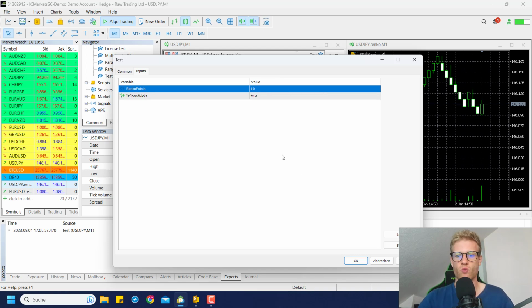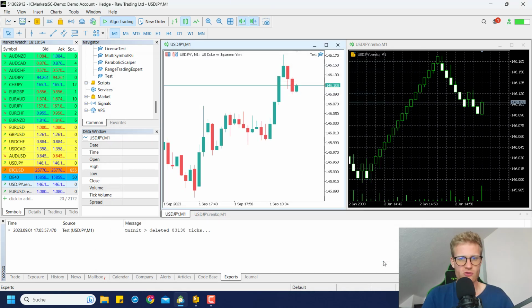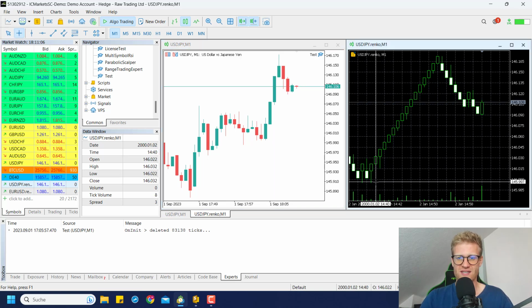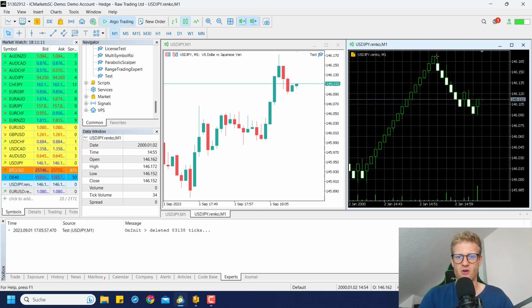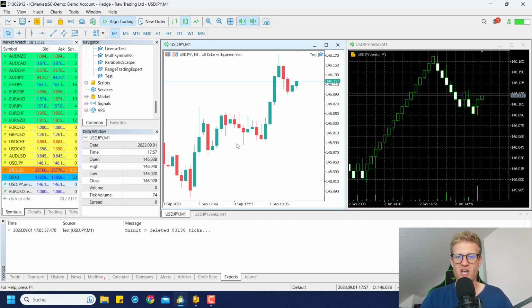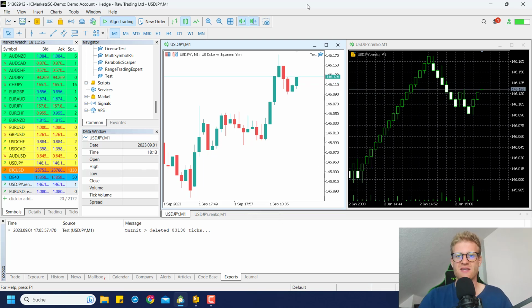If I change this input to 100, for example, the Renko chart will look completely different. And for example here, if we have a really strong movement in one direction, like 170 points roughly, we can also see this here. We have the 170 points here, but it looks completely different, because in the Renko chart there are a lot of small candles, and in the normal chart we see just some really big candles.